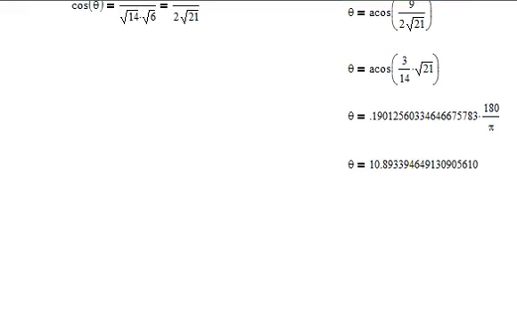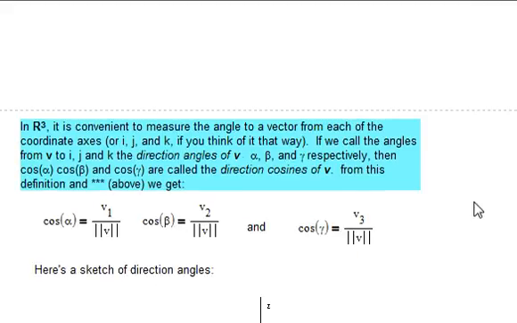Now, that might seem like it's going to be a challenge, but it's not, because if you think of vector v as v1, v2, v3, when you dot vector v with i, all you're going to get is v1 plus 0 plus 0, divided by the length of v times the length of i, but that's just 1. So the cosine of alpha, the angle between the vector v and the positive x-axis, or the vector i, the direction cosine, is just v1 over the length of v.